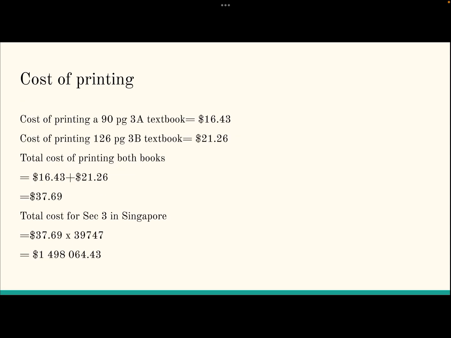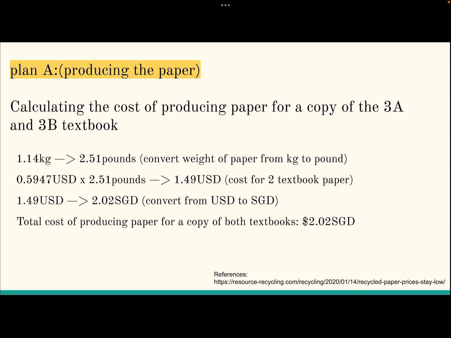And for the cost of printing, first we found the cost for printing both textbooks, which came out to $16.43 and $21.26 respectively. And so the total cost of printing both books is $37.69. So in total, for the total cost of all Sec 3 students in Singapore, it came out to $498,064.43.